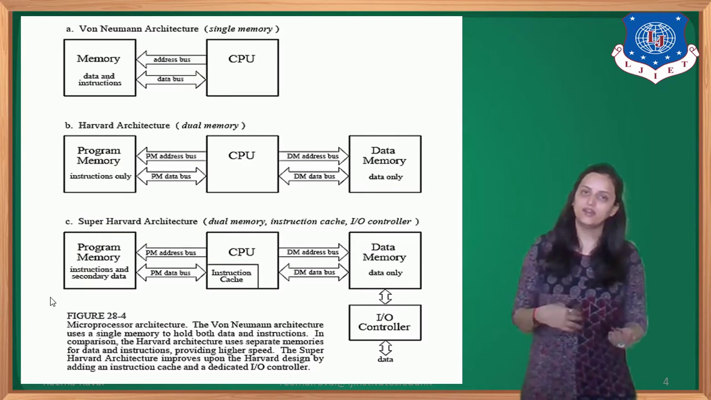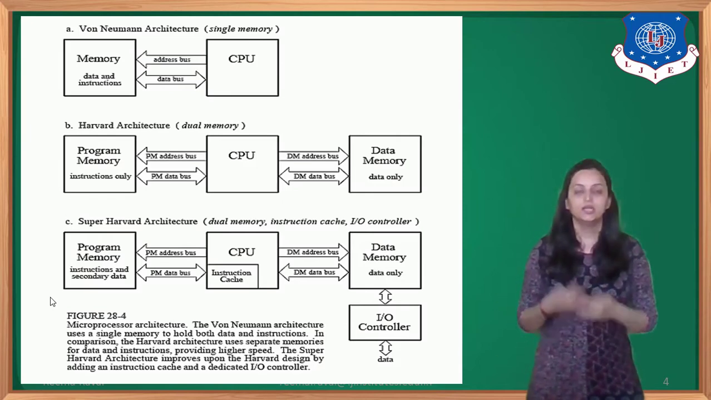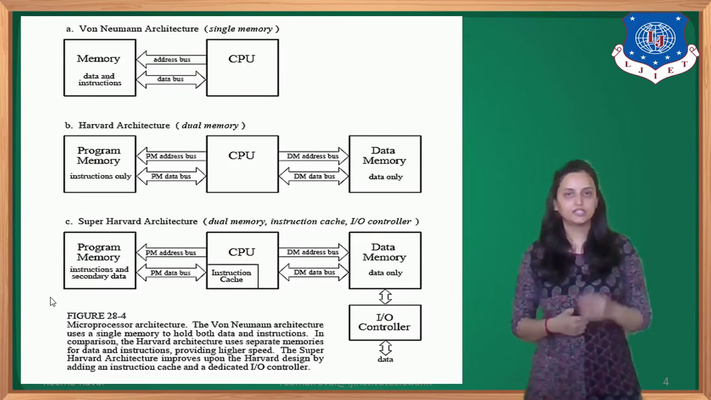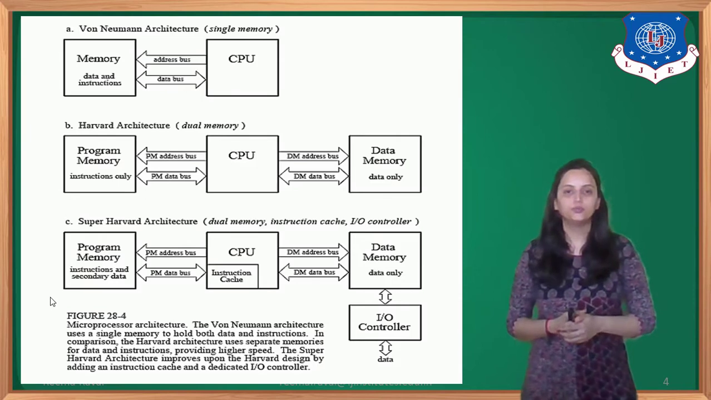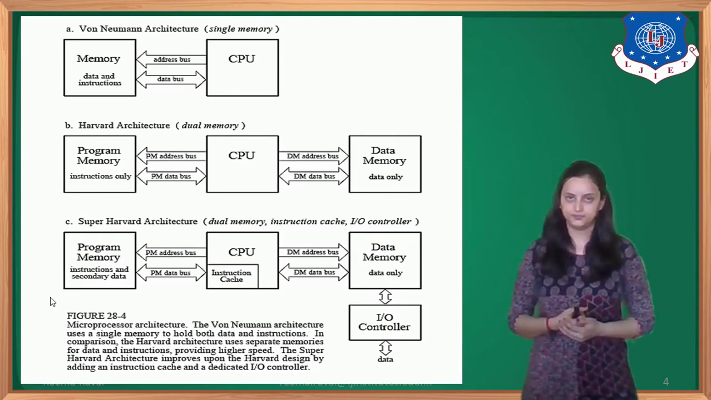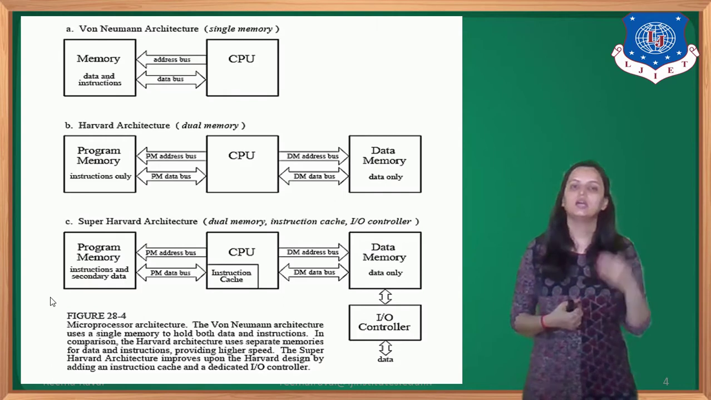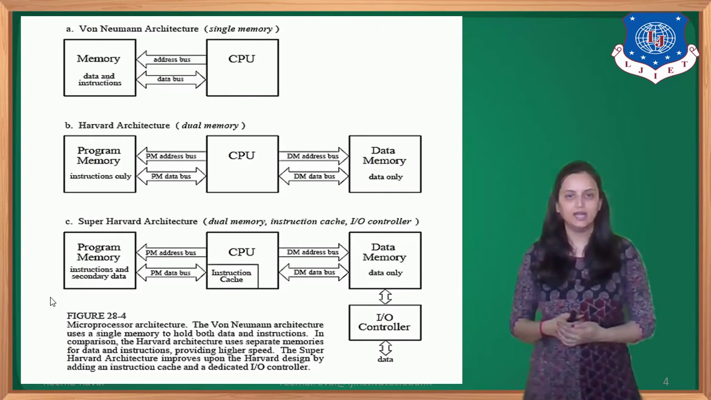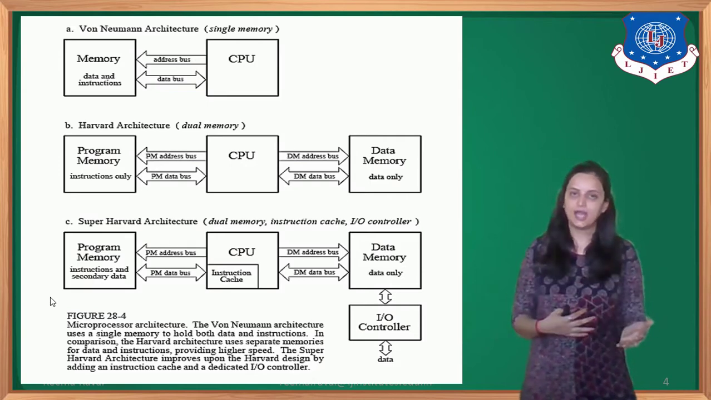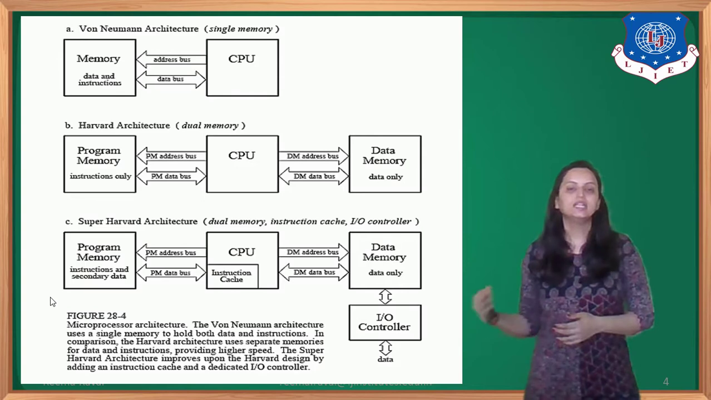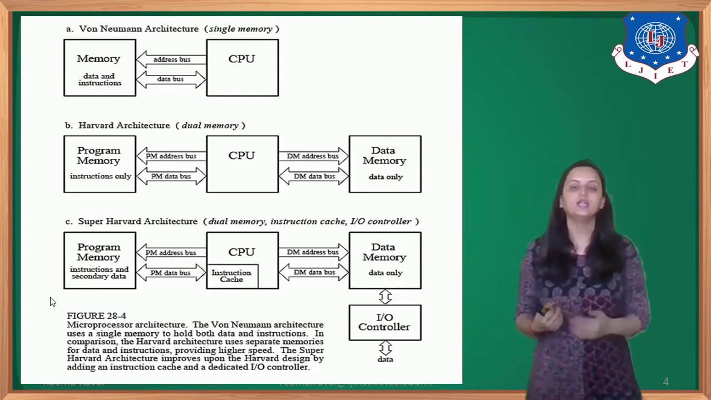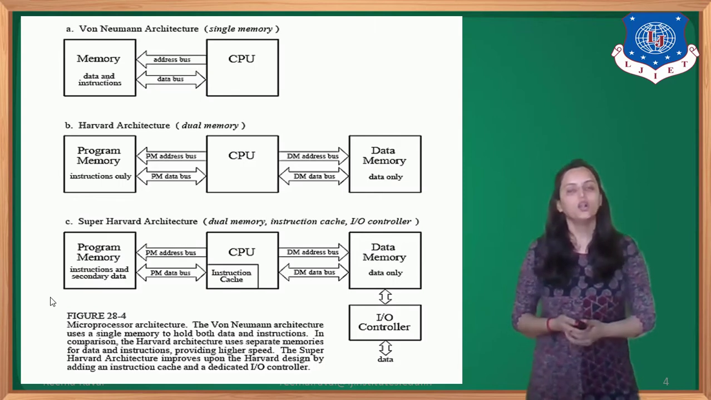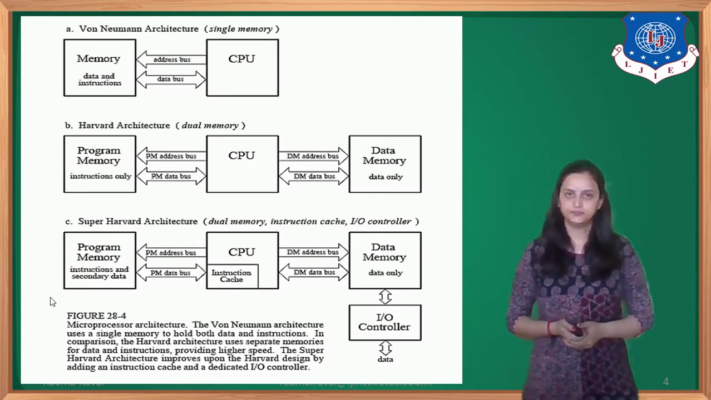The same goes for modified Harvard architecture and Harvard architecture. But in modified Harvard architecture, as shown in figure C, there is another block, which is the input-output controller, to access the data. So the difference between Harvard architecture and modified Harvard architecture is that here an instruction cache is also there in the CPU, and the input-output controller block is added. These are the differences between them. All three architectures are shown over here.